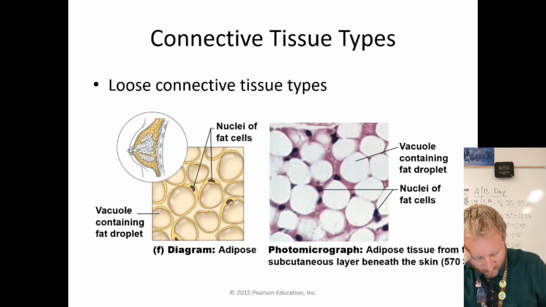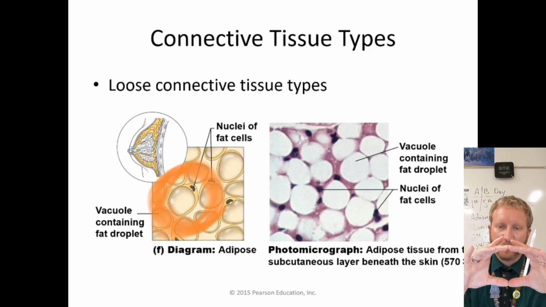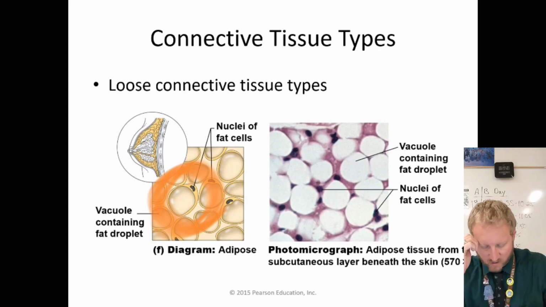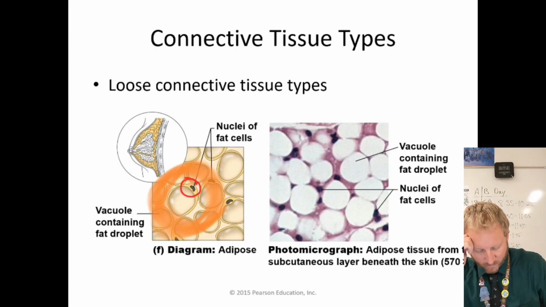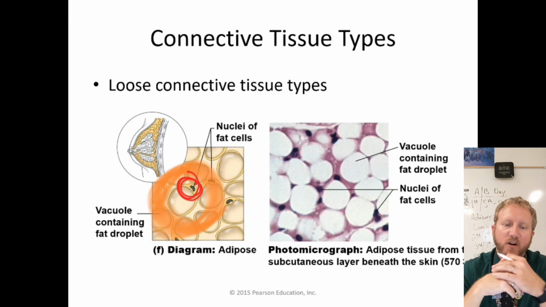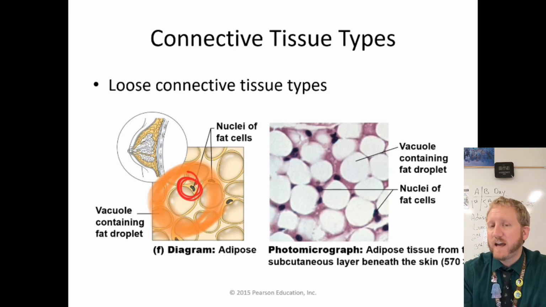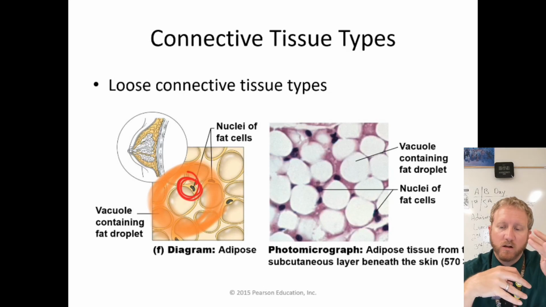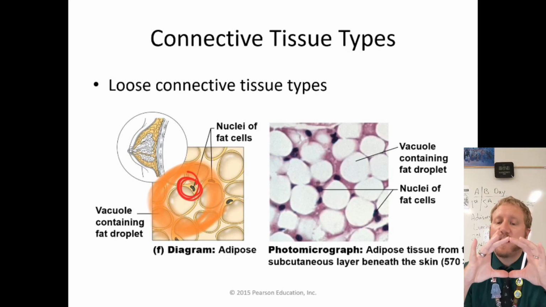If you look at these cells right here, there's a giant fat vacuole that has this lipid droplet in there. And then you can see right here the teeny tiny little nuclei. So as far as adipose cells are concerned, they're basically fat storage. They have all the other organelles that we talked about earlier in the school year, but they're very much predominated by this vacuole, kind of like plant cells.